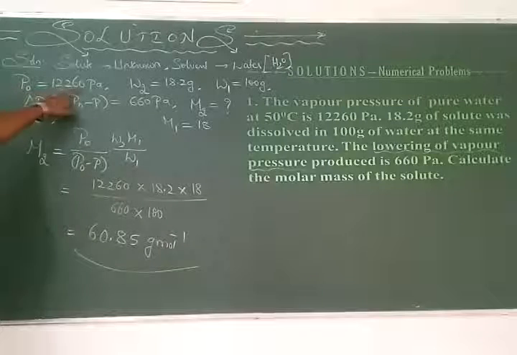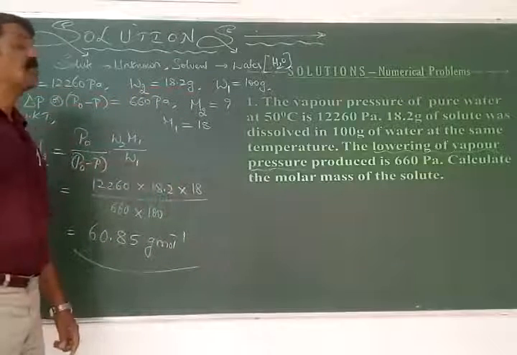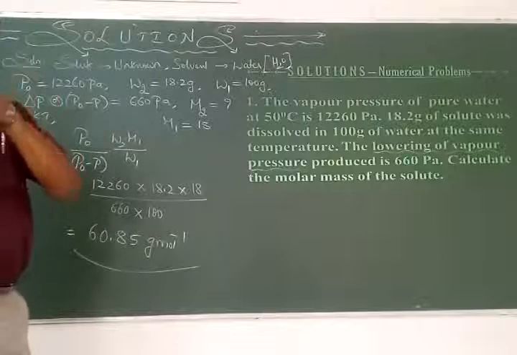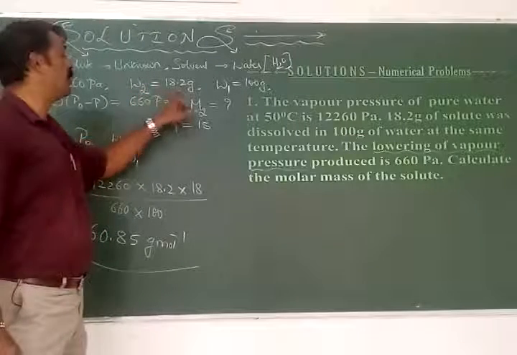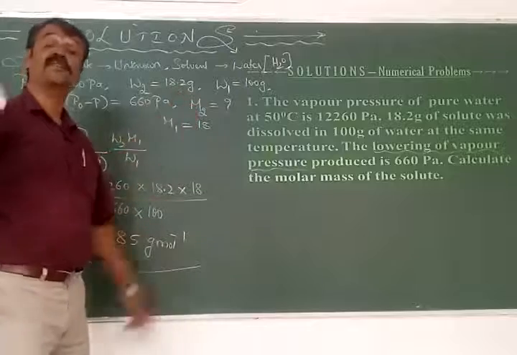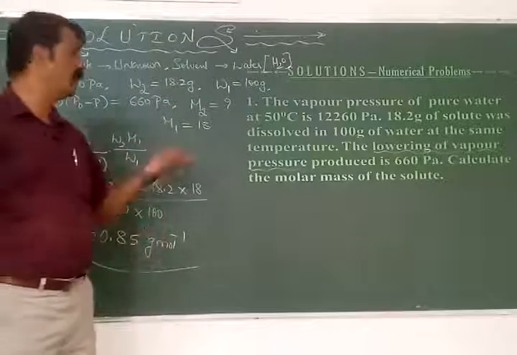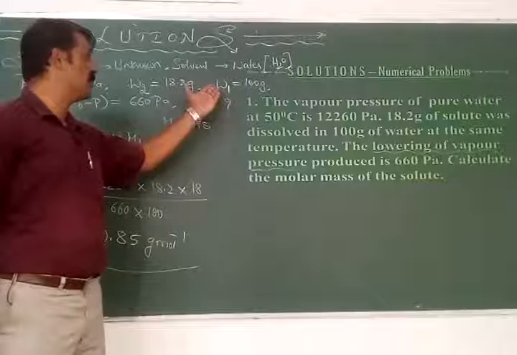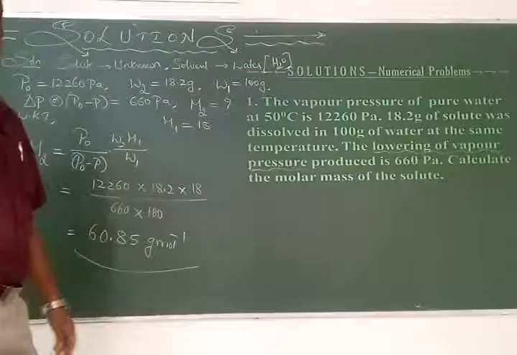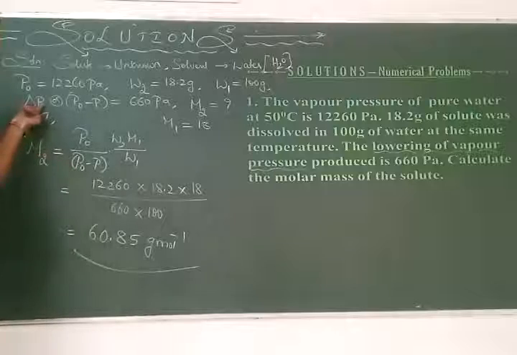Okay. 18.2 grams of a solute means the mass of the solute is given. Mass of solute is W2, which is 18.2 grams. It is dissolved in 100 grams of water. Water is the solvent. Therefore, the mass of the solvent, or the water, is given by the symbol W1, which is equal to 100 grams.